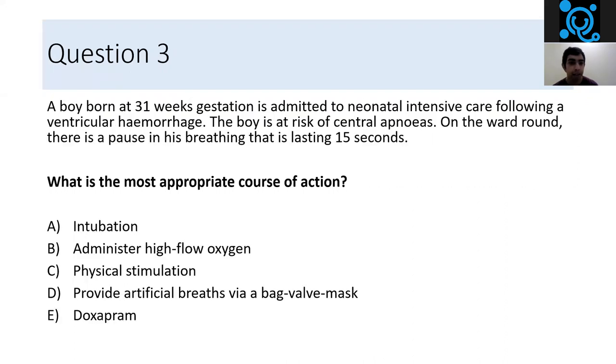And then finally, a boy born at 31 weeks gestation, so he's premature, is admitted to neonatal intensive care following ventricular hemorrhage. The boy is at risk of central apneas. On the ward round, there is a pause in his breathing that is lasting 15 seconds. What is the most appropriate course of action?